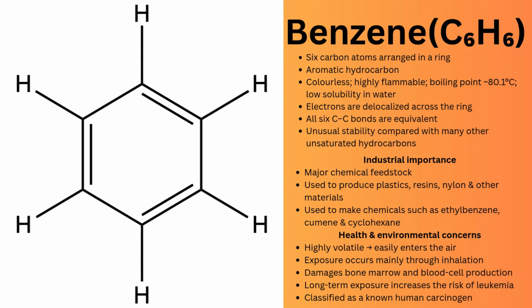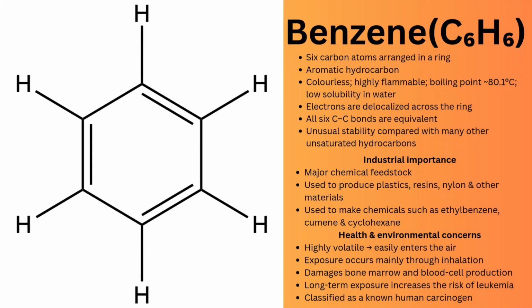But understanding benzene's chemistry also means understanding its risks. Benzene is very volatile, so it evaporates easily, and inhalation is an important route of exposure. Once it enters the body, benzene is metabolized into other compounds that can interfere with normal bone marrow function and blood cell production. With long-term exposure, the damage is associated with an increased risk of leukemia, which is why benzene is classified as a known human carcinogen.